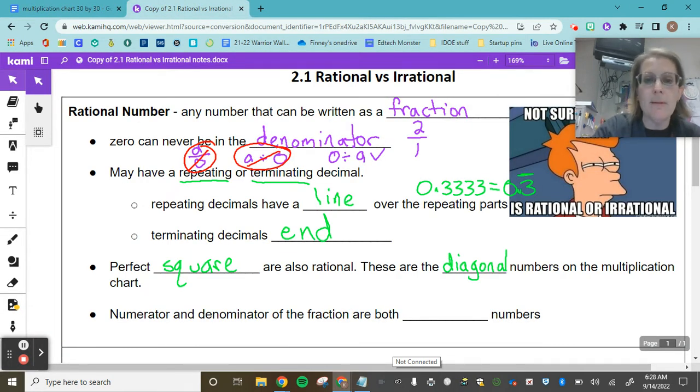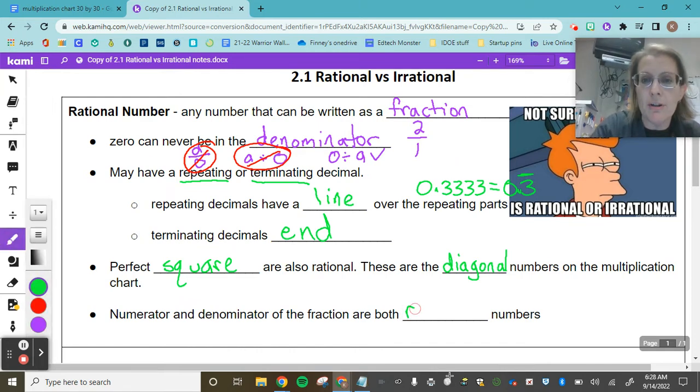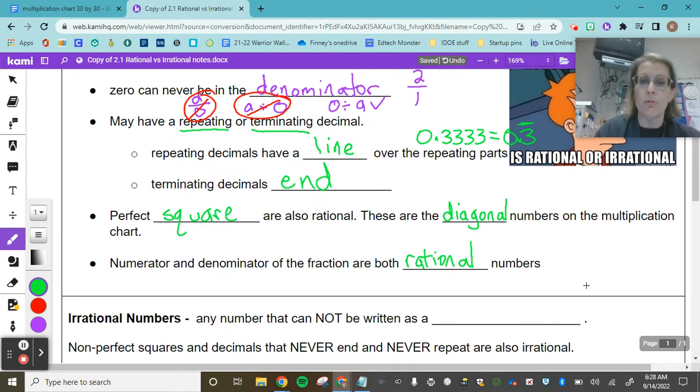Also, the numerator and denominator of the fraction both have to be rational numbers themselves. So you can have a non-repeating decimal or a decimal with a repeating pattern in the numerator or denominator of a fraction, or you could have a fraction in a fraction, which we'll talk more about later also.